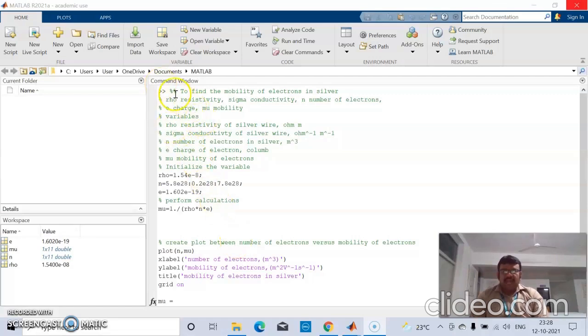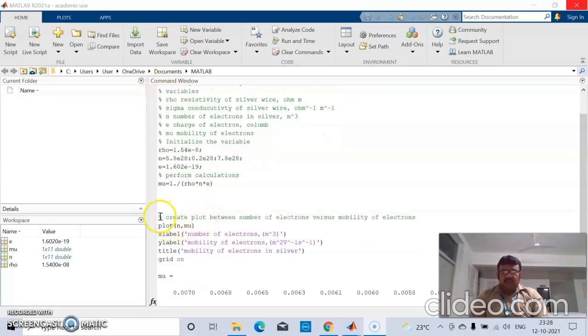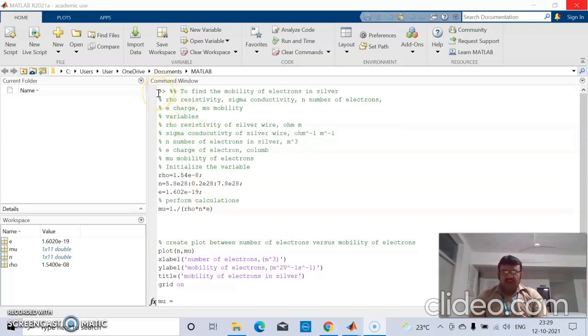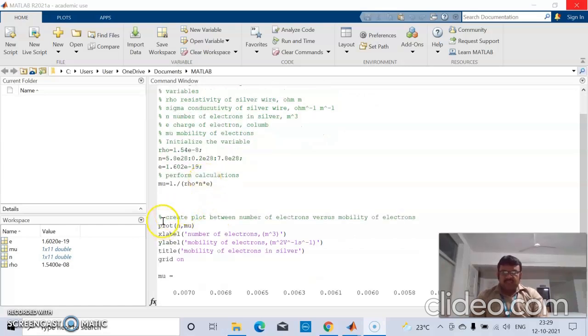This is the MATLAB window, and this is the same set of code that we have seen in the PPT. In addition, we have included some more code because we want to plot a graph between the number of electrons and the mobility of electrons. The above code is for calculating the mobility for the range of n values, and these lines help in creating the plot. This code contains the title; the x axis is labeled as number of electrons per meter cube, the y axis is labeled as mobility of electrons, expressed in meter square per volt per second, and the title of the graph is mobility of electrons in silver.